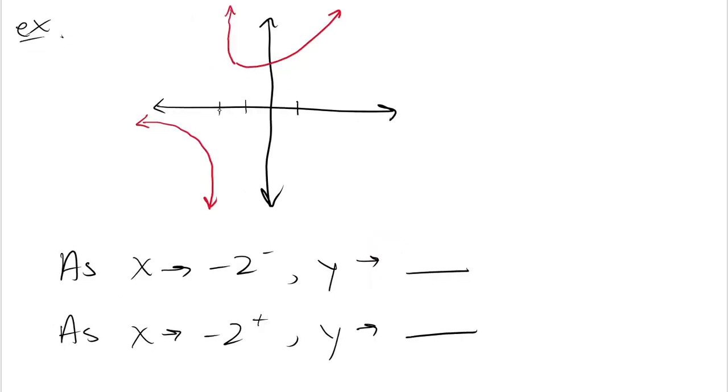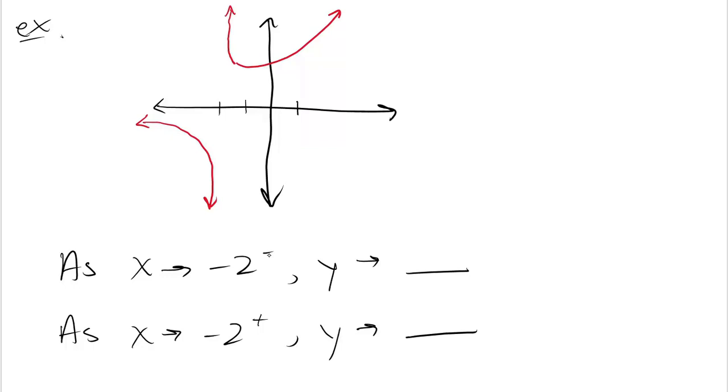Here we've got a graph that seems to have a discontinuity here, like we're not even allowed to plug -2 into the equation, whatever it might be. As such, that makes -2 an interesting location. So we're going to investigate what happens as x approaches -2 from the left side, and what happens as x approaches -2 from the right side.